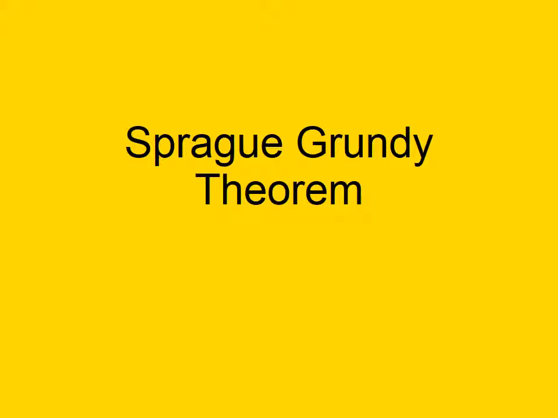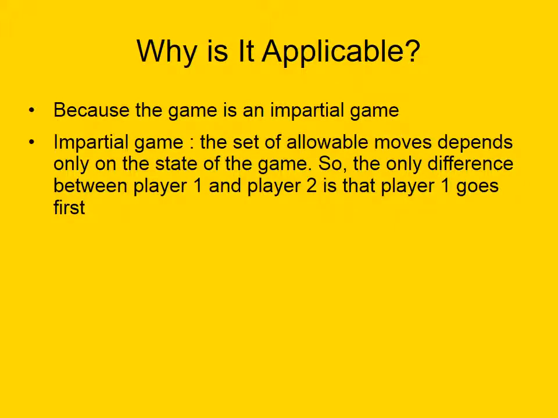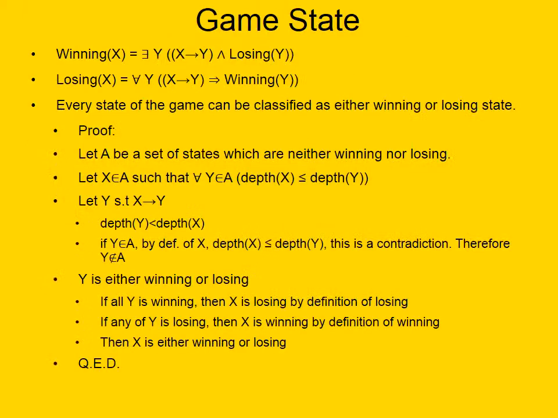Sprague-Grundy theorem. To derive a winning strategy for the game, we are going to use the Sprague-Grundy theorem. Why is it applicable? The condition for the Sprague-Grundy theorem is that the game must be an impartial game, which is the case for this game. An impartial game is a game in which the set of allowable moves depends only on the state of the game. So, the only difference between player 1 and player 2 is that player 1 goes first.